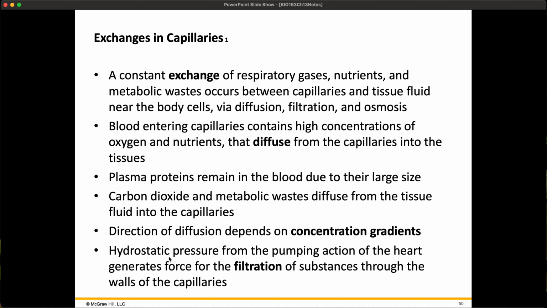You also have hydrostatic pressure from the pumping action of the heart. Hydrostatic pressure is your blood pressure. You can keep those two in mind as the same thing. There might be some subtle differences, but for the most part, we can use them interchangeably. This allows for filtration of substances through the walls of the capillaries. Filtration requires a pressure gradient to happen, versus a concentration gradient, which is a passive action. Filtration: pressure gradient, active.